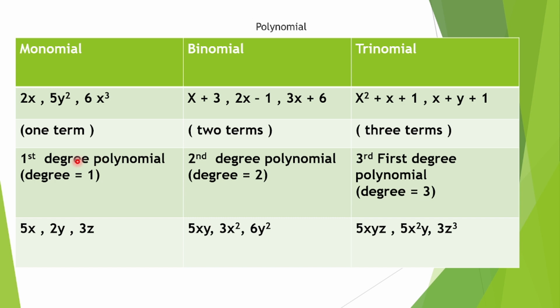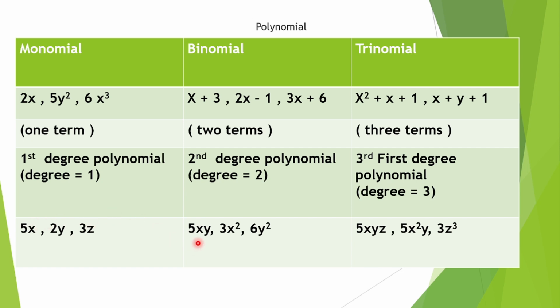Degree of polynomial. So what is the degree of a polynomial? The power of the variable, or the sum of the powers of the variables, is called the degree of the polynomial. So here the power of the variable is 1, here the power of the variable is 1, y power 1, and similarly z power 1. So all these are first degree polynomials.